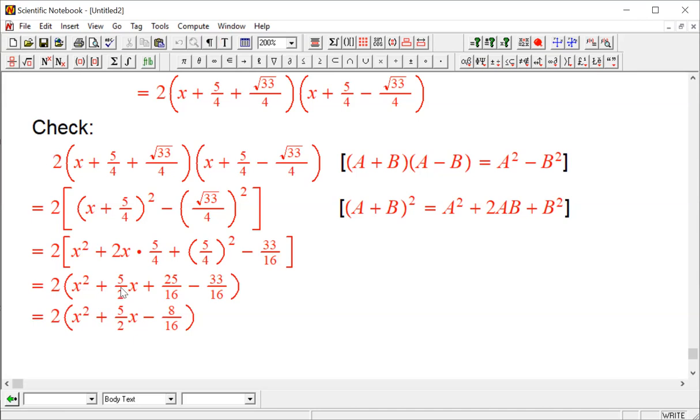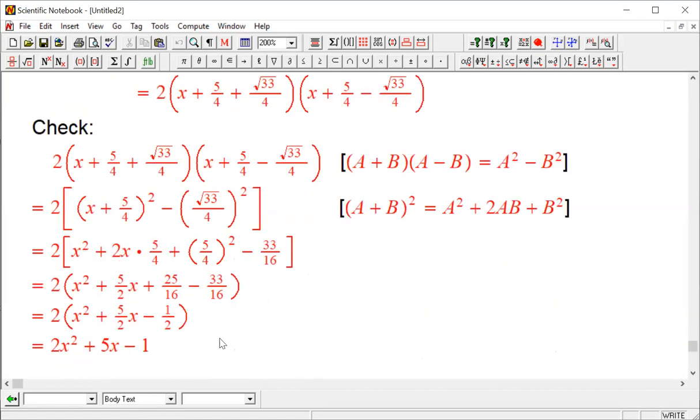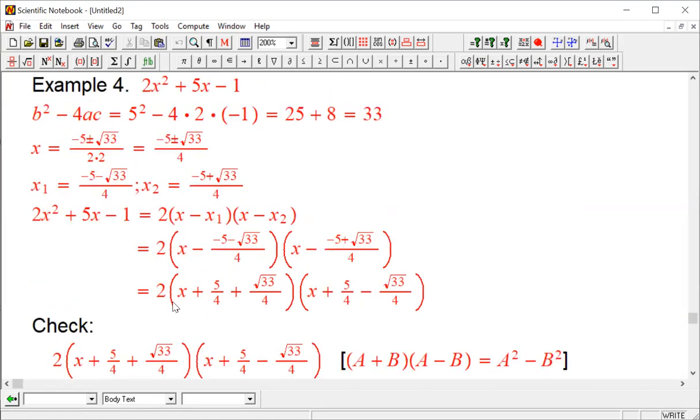Now we can distribute the 2 inside. So 2x squared plus 5x minus, look, this is 8 over 16, which is really half. So 2 times negative half is minus 1. So is this the original form we got? Yeah. So we got the factors. You can see this method always lands us with factors.